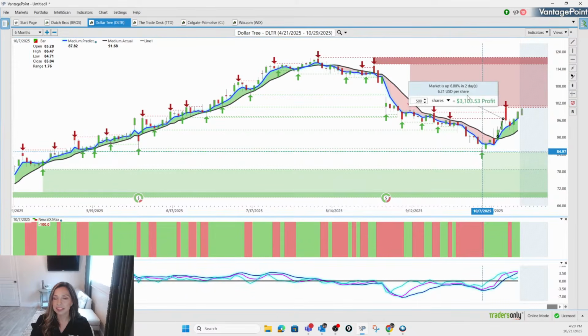And you have almost 7% in just a couple of days. So is that enough for you? I think most traders, I know a lot of professional traders would take that any day of the week, but you can see then what your profit expectation is.